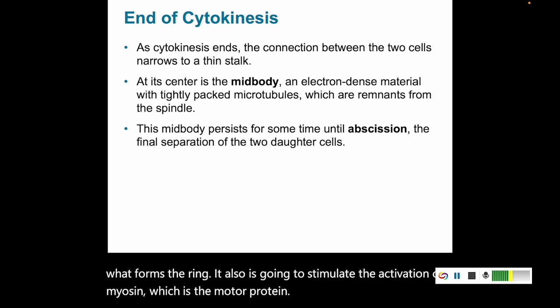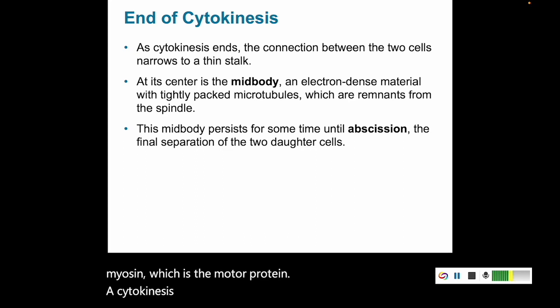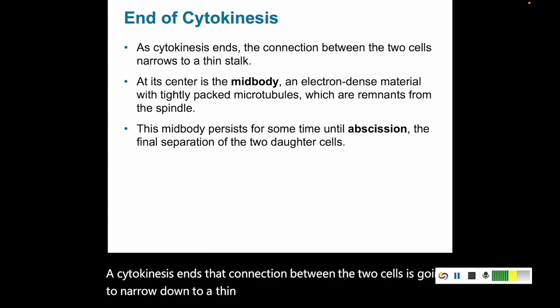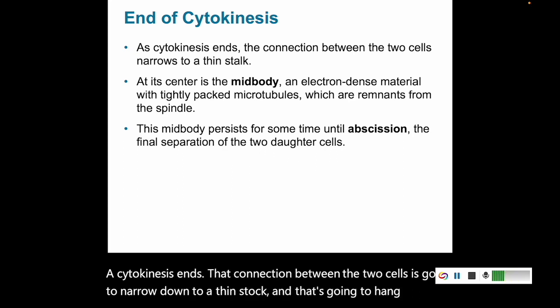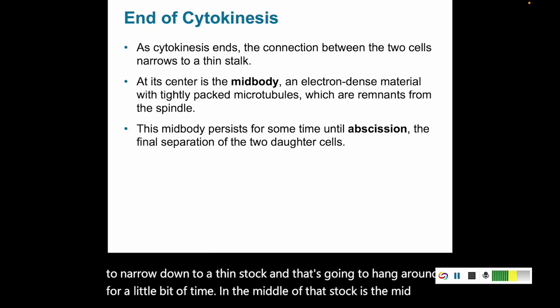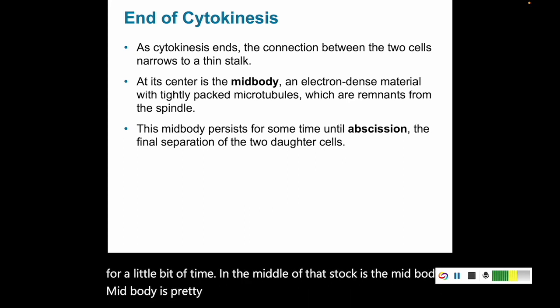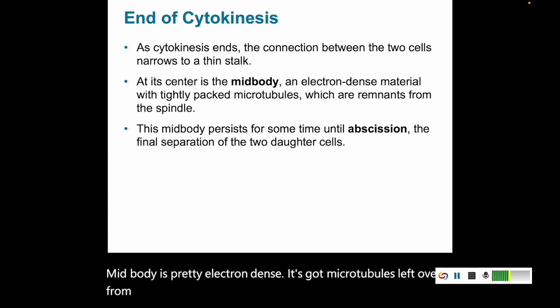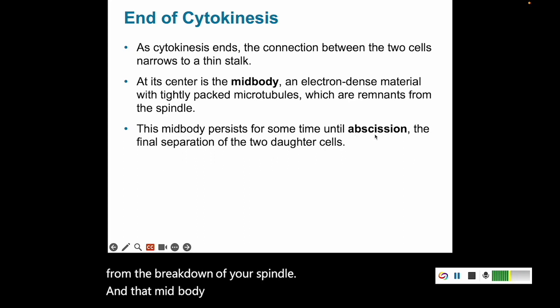As cytokinesis ends, that connection between the two cells is going to narrow down to a thin stalk, and that's going to hang around for a little bit of time. In the middle of that stalk is the midbody. Midbody is pretty electron dense. It's got microtubules left over from the breakdown of your spindle. And that midbody persists until the active abscission.